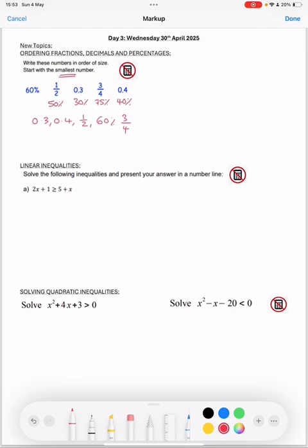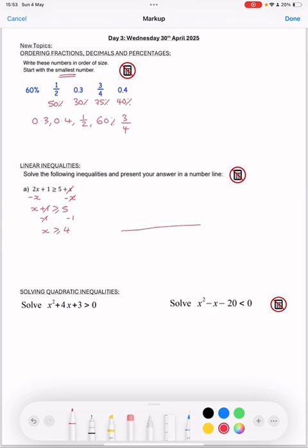Number 2. So solve the following inequality and present your answer on a number line. So just pretend it's an equals. And if I was solving this with an equals, I'd want only terms with x on one side and numbers on the other. So I'm going to take away x from both sides. It's easier to move the smaller one, and then we're avoiding negatives. And then I'm going to take away 1 from both sides. So I get x alone, which gives me 4.